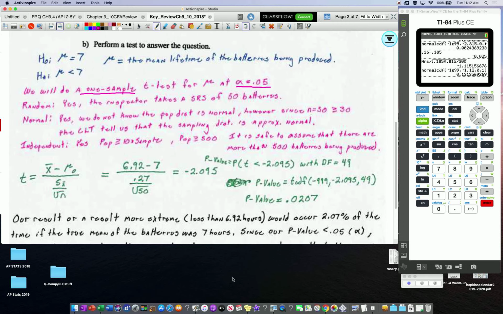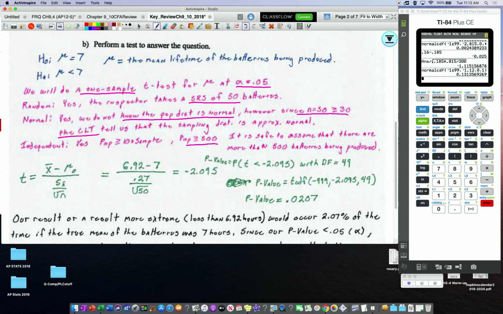Is it random? Yes. The inspector takes a simple random sample of 50 batteries. Normal, okay? We don't know the population. We don't know if the population distribution is normal. In fact, it is stated in the problem that it is slightly skewed to the right. However, since our sample size is 50, this is where the central limit theorem comes to the rescue, and it saves our day. Okay? So then we check to see if it's independent.